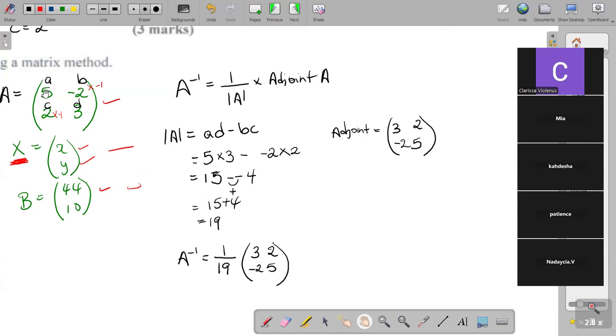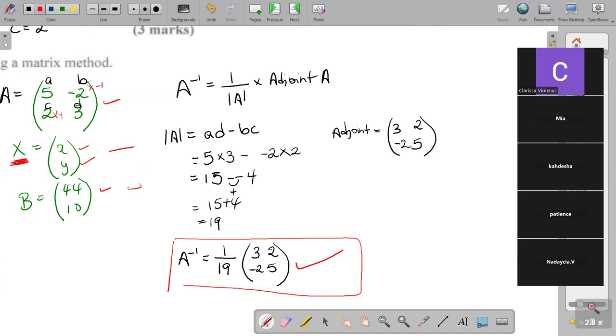And we found the adjoint. How do we find the adjoint? We switch A and D, so those two switch, and we multiply these two by -1. So this one was negative, it became positive. This one was positive, it became negative. So I'm going to pause right here to make sure everybody understands how we reached here. Yes or no, talk to me. Everybody, let me know that you understand how we got our inverse value.